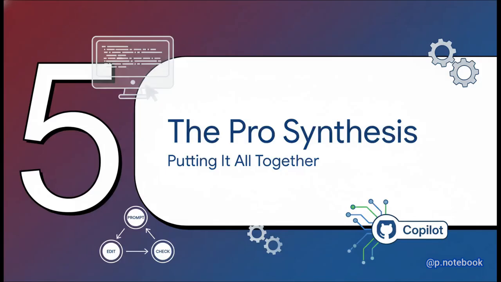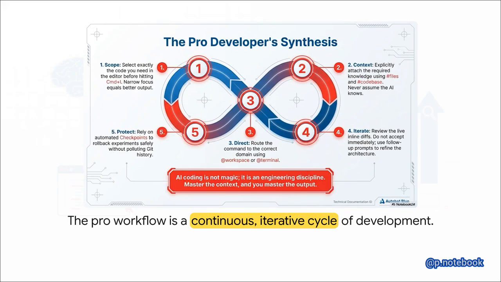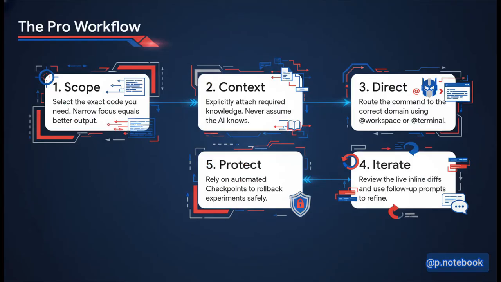So, we've got these incredible tools, right? We have precision prompting, we have lightning-fast inline editing, and these time-traveling checkpoints. How do we pull all of that together into a single repeatable process? Let's map out what the pro developer's AI-assisted workflow actually looks like. Now, the key thing to realize is this isn't a straight line. It's not a simple checklist. It's a continuous cycle. You are constantly scoping, directing, iterating, and protecting. You're in this constant dance with the AI, refining your collaboration at every single step. So let's break that loop down.